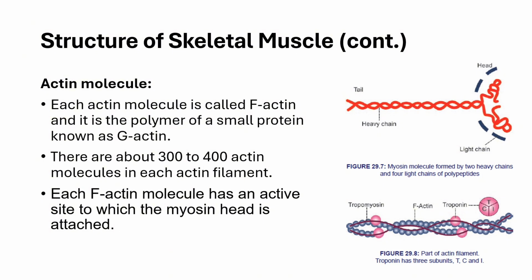Actin filaments are associated with two important regulatory proteins. Number one is tropomyosin and number two is troponin. The first diagram illustrates the structure of a myosin molecule, highlighting the heavy and light chains, and the second diagram shows the arrangement of actin filaments along with tropomyosin and troponin. It emphasizes their role in regulating contraction.